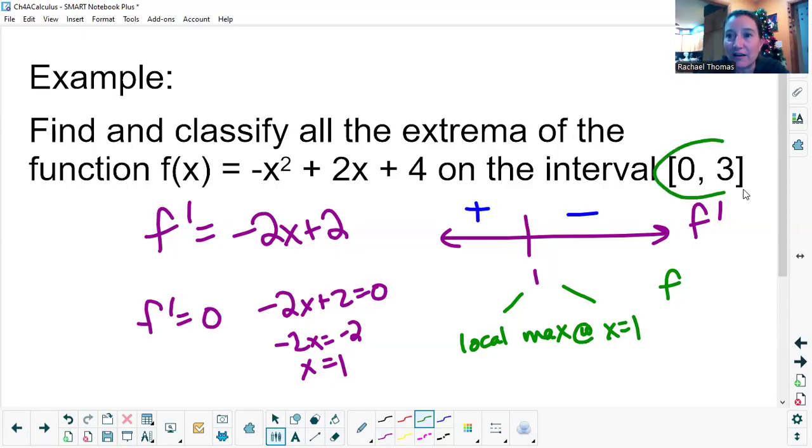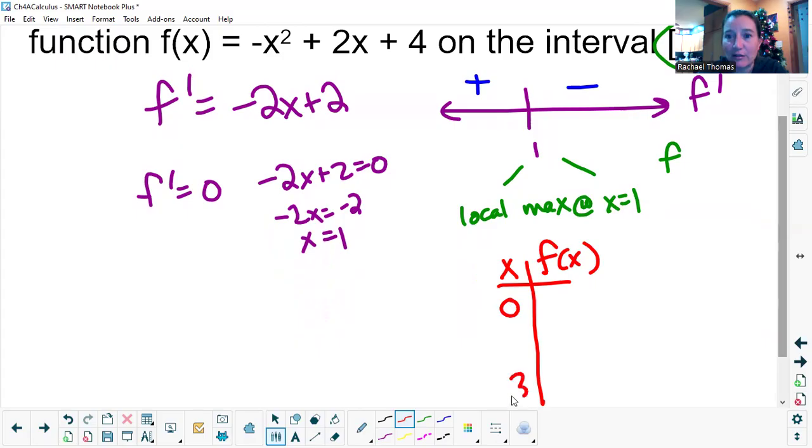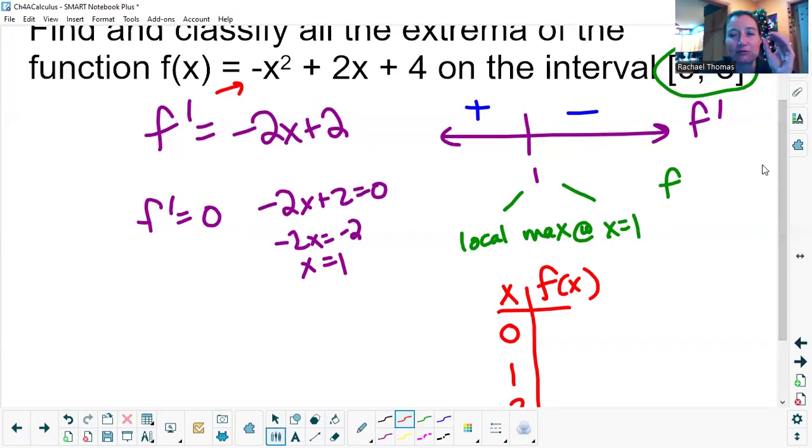It wants me to find and classify all extrema on a closed interval, so I must do this table of values that we call the candidates test. My candidates here are the endpoints 0 and 3, and any critical points I found, which is 1, the only one. I'm going to plug those values back into my original function f, not into f prime. If you find yourself getting 0 when you plug them in, double check that you didn't accidentally plug into f prime. I don't care what f prime is at these values; I've already used f prime for my analysis. I'm going to plug back into f.